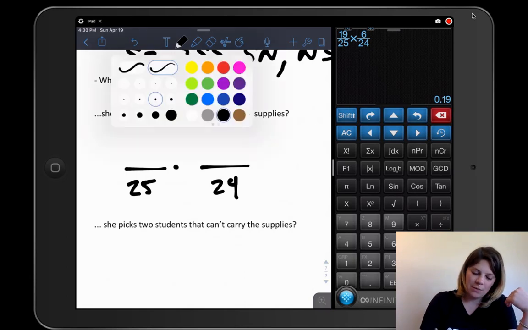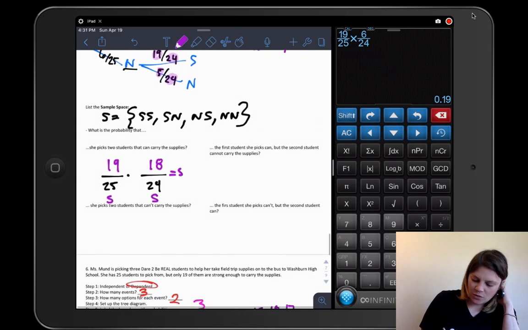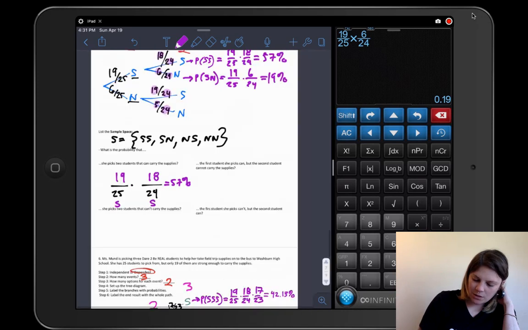And then I'm gonna label here. So it says this one is can, so this is strong enough. And we already did this one. It was 19/25 times 18/24. And so that one was 57%, I believe, right? Yeah.